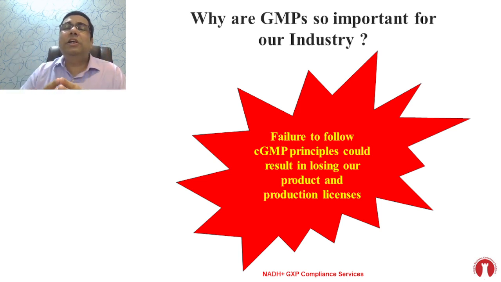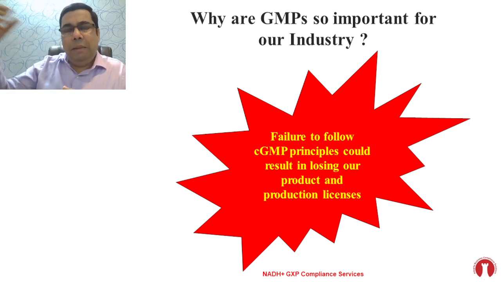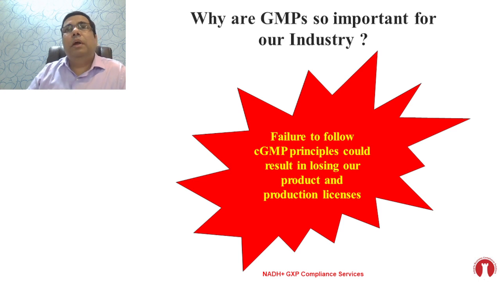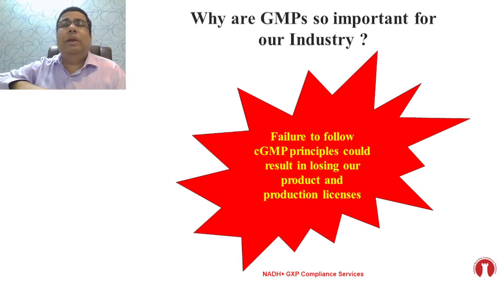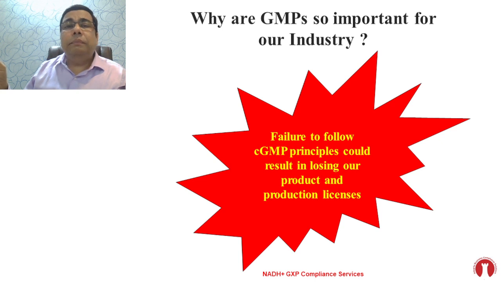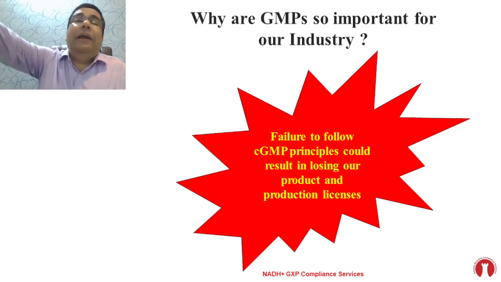Failure to follow the CGMP principles could result in losing our product and production licenses. Now the point here is very important. If we do not follow the GMP principles, we may lose our product. Losing the product means, suppose today I am exporting a product to some other country, maybe the US, or maybe Europe. And if that agency, US FDA or UK MHRA, comes to my site and verifies whether I am following the GMP principles or not, and comes to know that I am not following, then that agency will clearly tell that we don't need your product, because you failed to follow the CGMP regulations. So this way we may lose our product in their country.